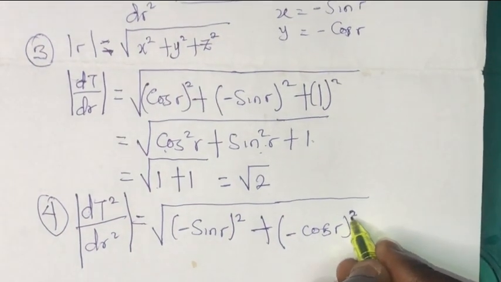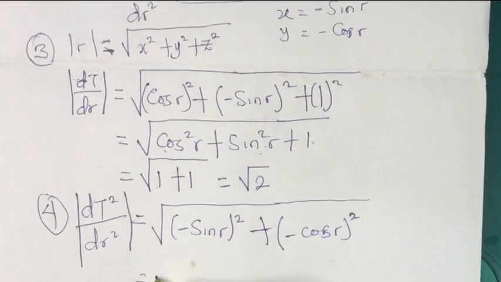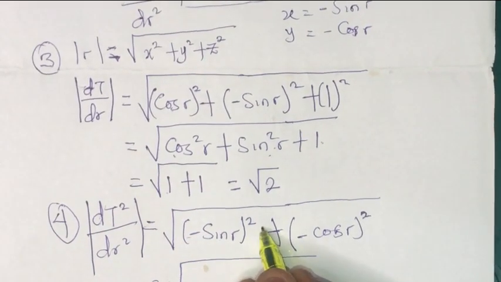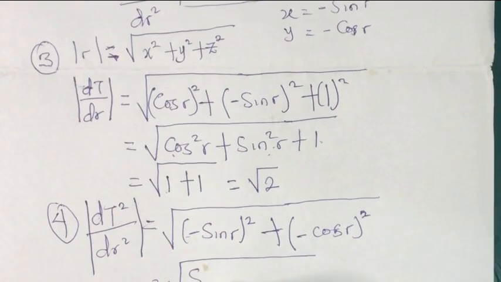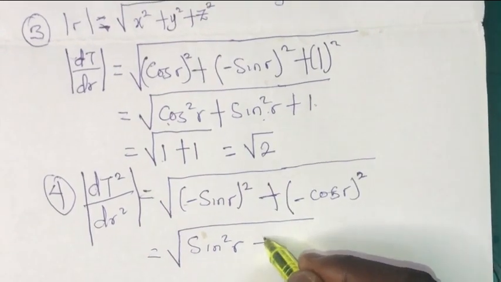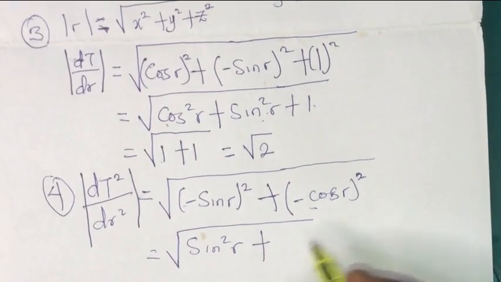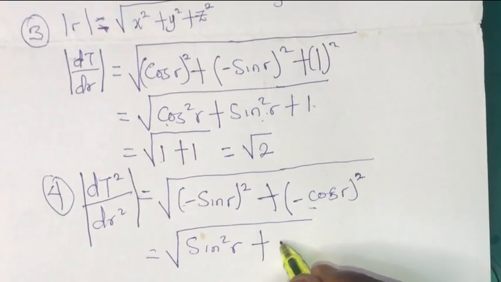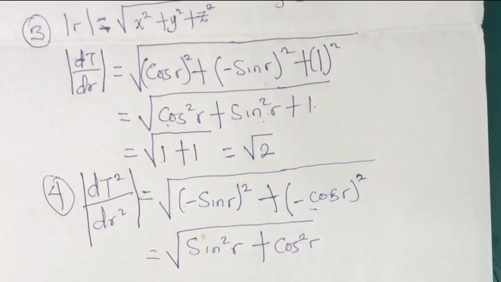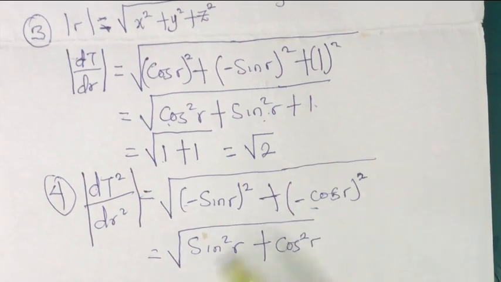Are you seeing that now? Then this now becomes the square root of minus sin r all squared, which will give us what? Sin squared r. You see that? Then plus minus cos r all squared will give us what? Cos squared r, because if you square this, this is what you are going to have.